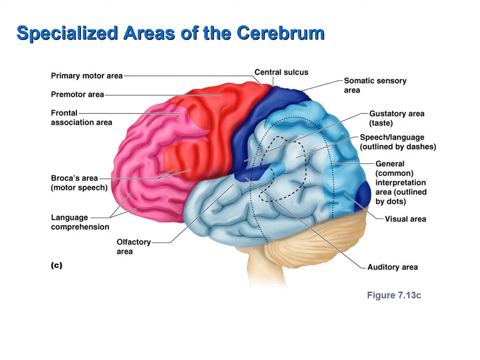I want to now look at a few of these specialized areas of the cerebral cortex. I want to use as a point of reference the central sulcus. Recall that the central sulcus is that groove that separates the frontal lobes from the parietal lobes. Located just posterior to the central sulcus is the postcentral gyrus. The postcentral gyrus is also called the somatic sensory area or primary sensory cortex.